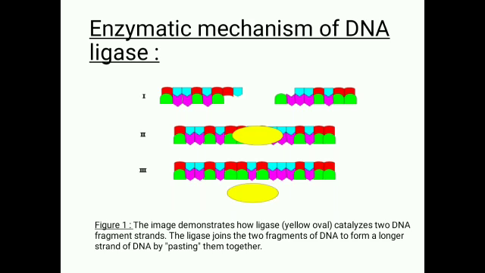In step 1, there will be recognition of active sites such as nicks in DNA segments or Okazaki fragments. In the second step, there will be adenylation of a lysine residue in the active center of the enzyme. Adenylation means there will be addition of AMP and pyrophosphate will be released. In the third step, there will be transfer of the AMP to the 5' phosphate of the so-called donor, and there will be formation of a pyrophosphate bond.